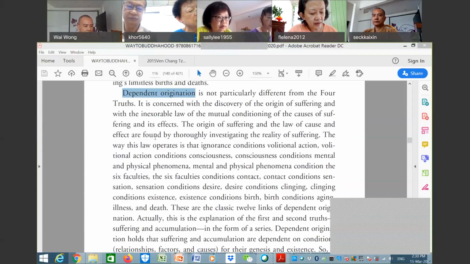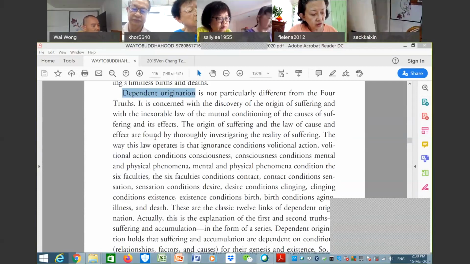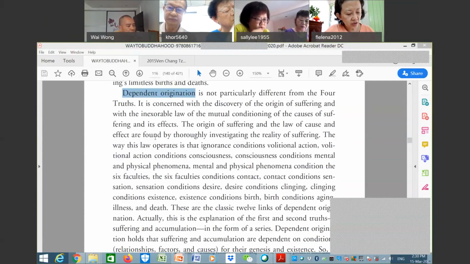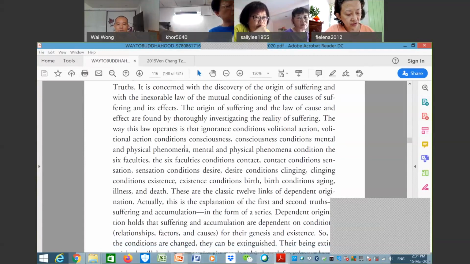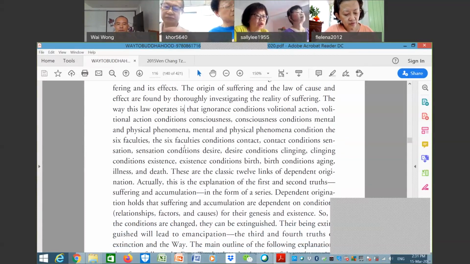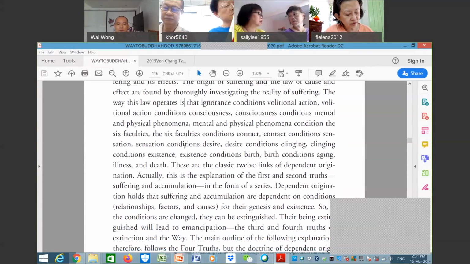The way this law operates is that ignorance conditions volitional action, volitional action conditions consciousness, consciousness conditions mental and physical phenomena, mental and physical phenomena condition the six faculties. The six faculties condition contact, contact conditions sensation, sensation conditions desire, desire conditions clinging, clinging conditions existence, existence conditions birth, birth conditions aging, illness, and death. These are the classic 12 links of dependent origination.